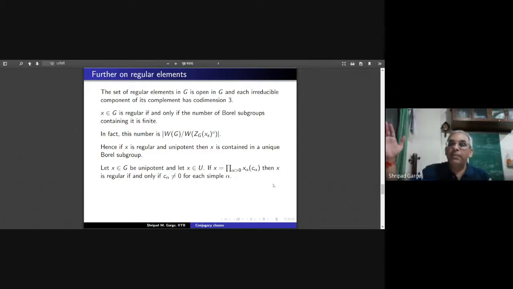We don't care what happens when alpha is not simple. For all simple alpha, c alpha has to be nonzero. That is equivalent to having your element be regular. So these are some of the very nice statements, and we have done some such computations of the number of Borel subgroups containing a given unipotent element, depending on the partition of n for SL_n and so on. And this observation tells us how to determine whether or not your element is regular unipotent, and then there will be only one Borel subgroup containing your element.